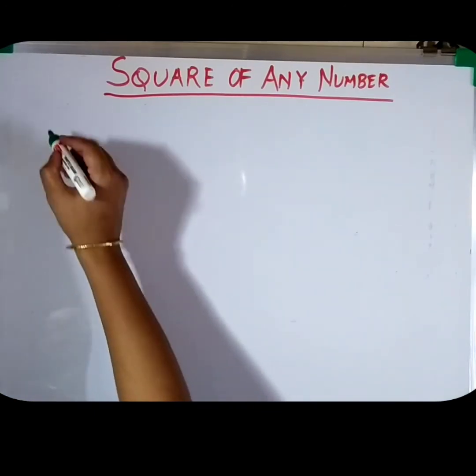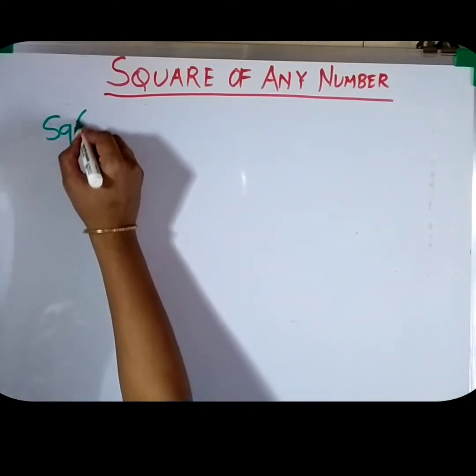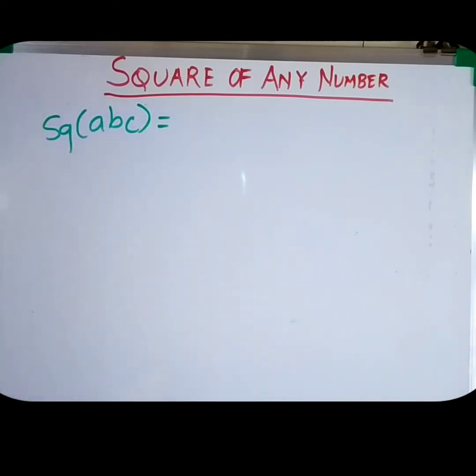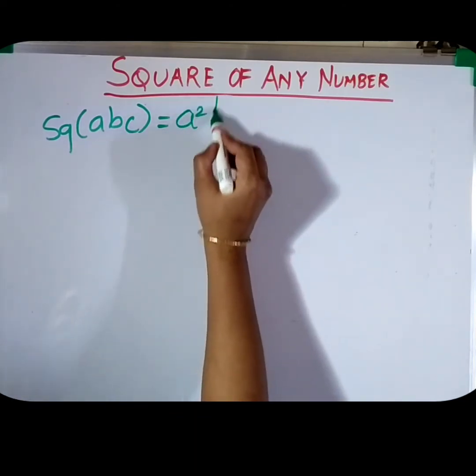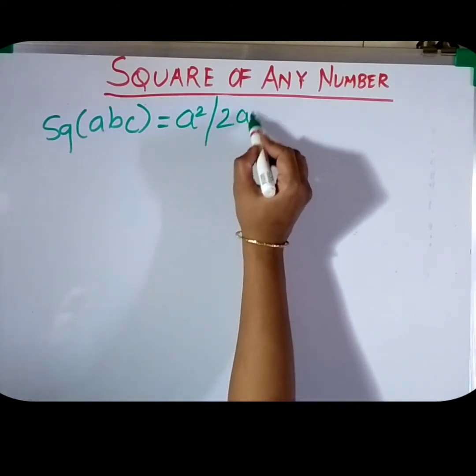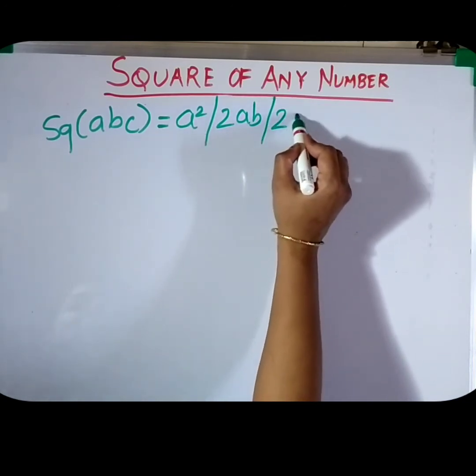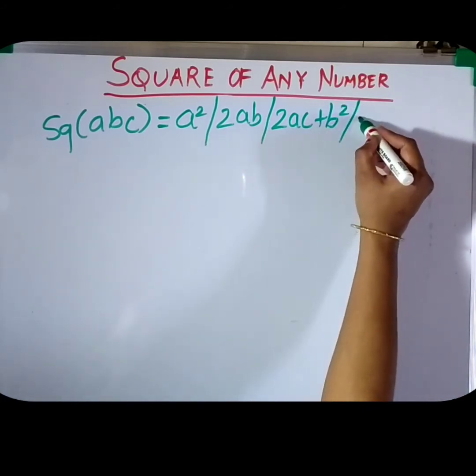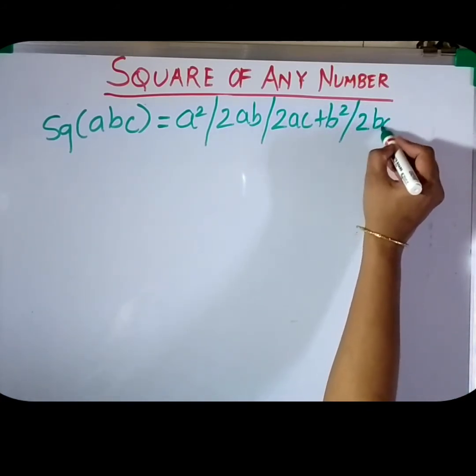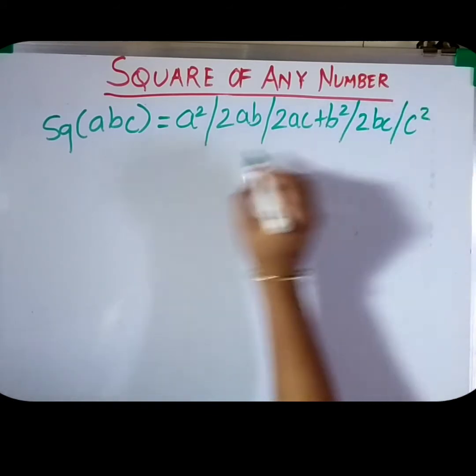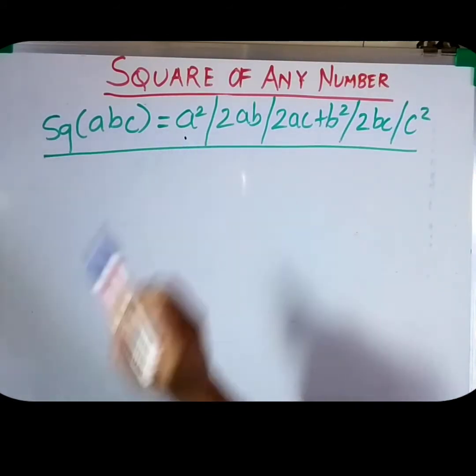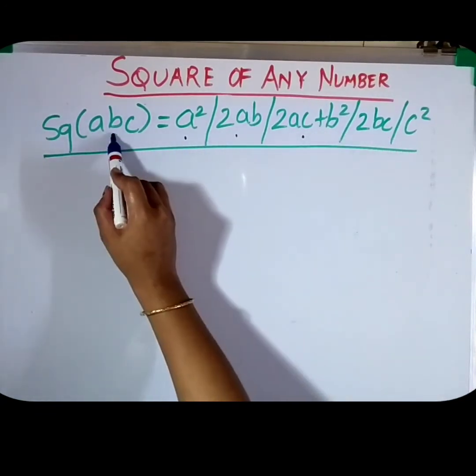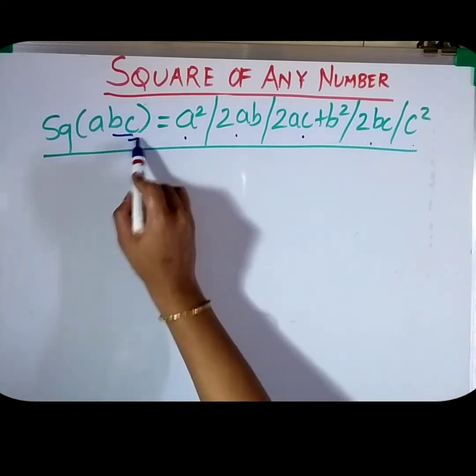Now if I have to find a square of a 3-digit number A, B, C, so to find the square of a 3-digit number, what I do is A square, a balancing line, 2AB, again a balancing line, 2AC plus B square, again a balancing line, 2BC, balancing line, C square. This is nothing but what? A duplex of a single digit, duplex of a 2-digit, duplex of a 3-digit, duplex of again the last 2 digits, duplex of the last digit. Okay.